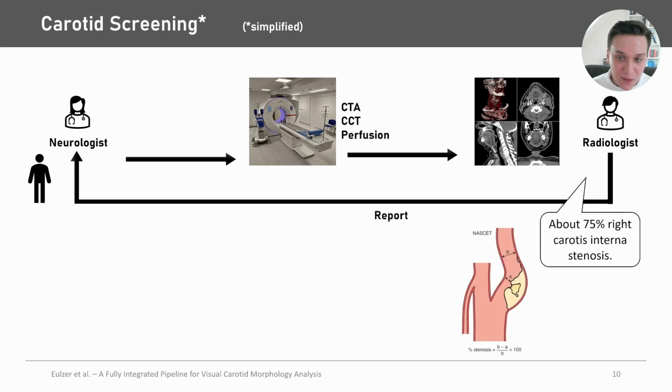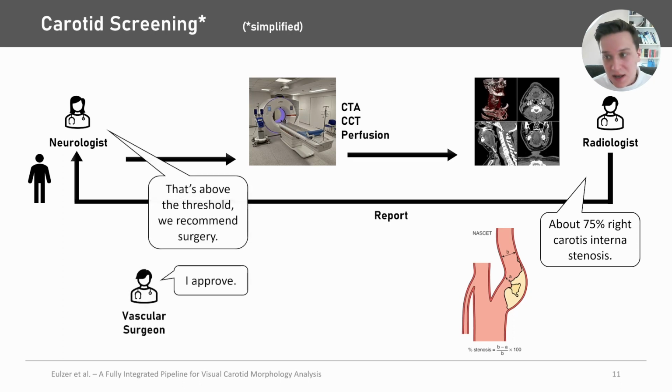For the NASCET computation, you take the minimal diameter inside the stenosis and you compare it to the normal diameter of the vessel after the stenosis, and you plug this into a formula, and you get the stenosis degree. And if the stenosis degree is above 70% and the patient is symptomatic, then surgery was shown to be highly beneficial for the patient.